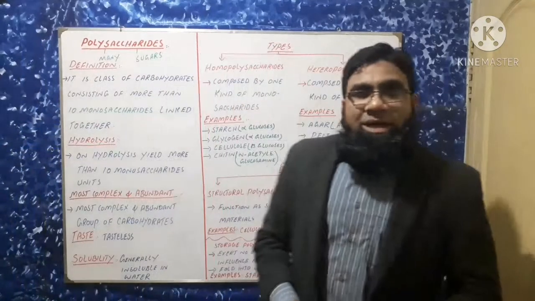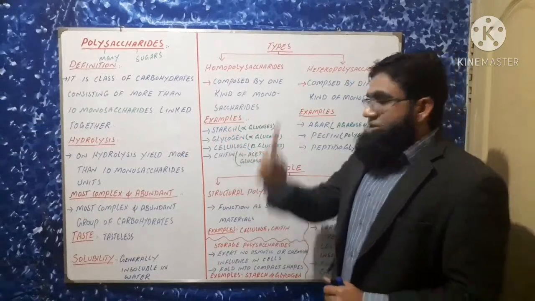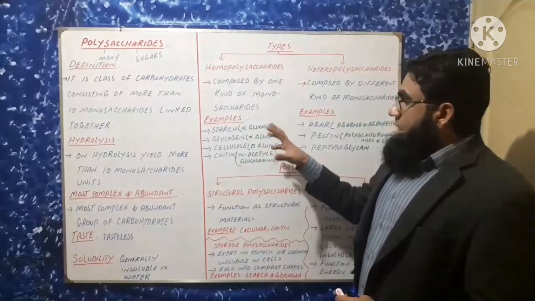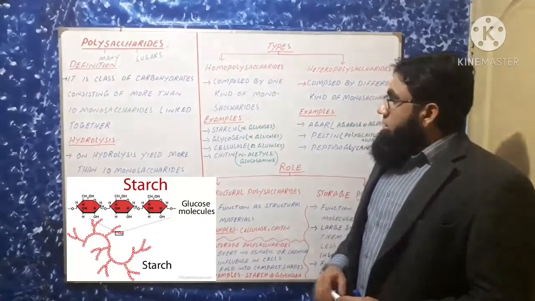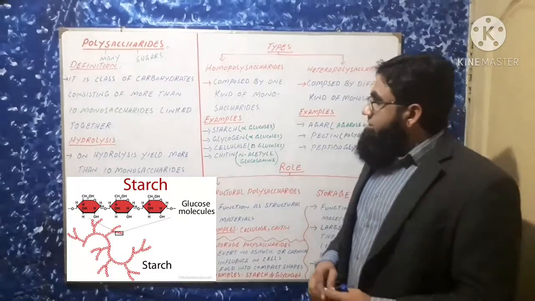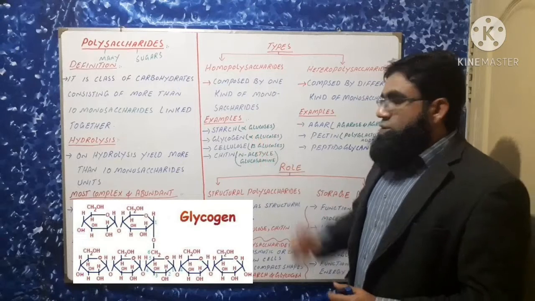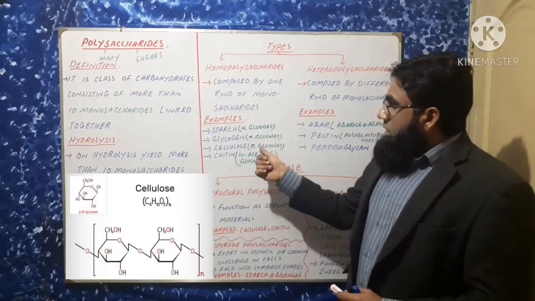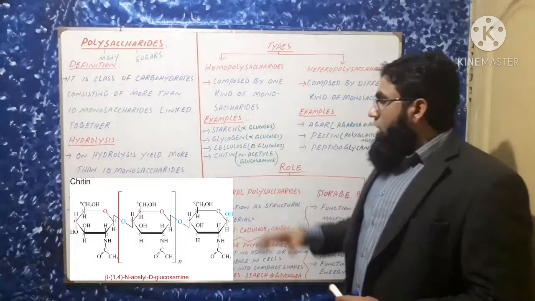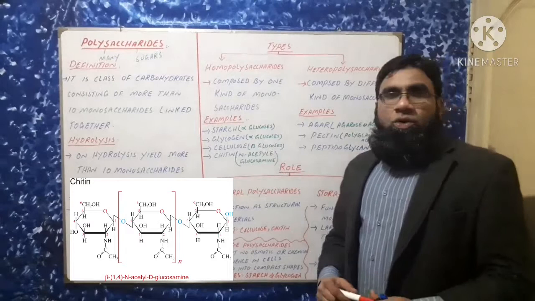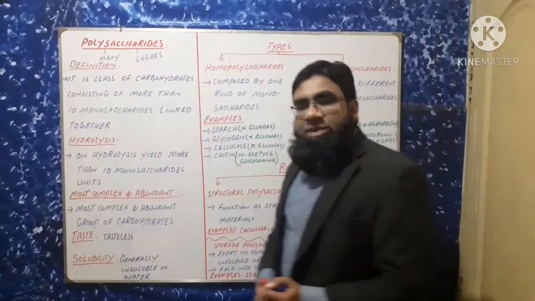So students, let's take some examples of homopolysaccharides and heteropolysaccharides. First of all, homopolysaccharides. The examples of homopolysaccharides include starch. Number one, starch, which is made up of alpha glucose, the same type of units. Just like this, glycogen, which is also made up of alpha glucose, cellulose, which is made up of beta glucose, and chitin, which is made up of N-acetylglucosamine units.